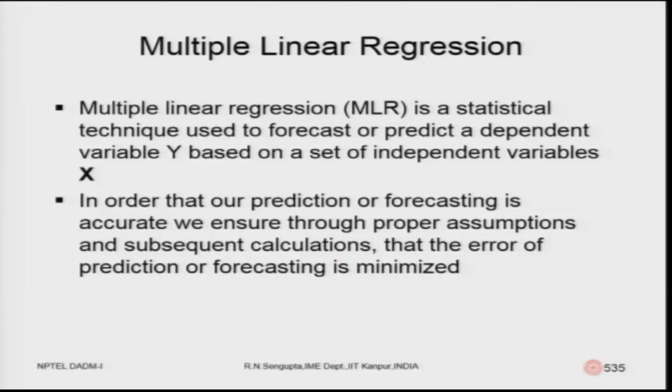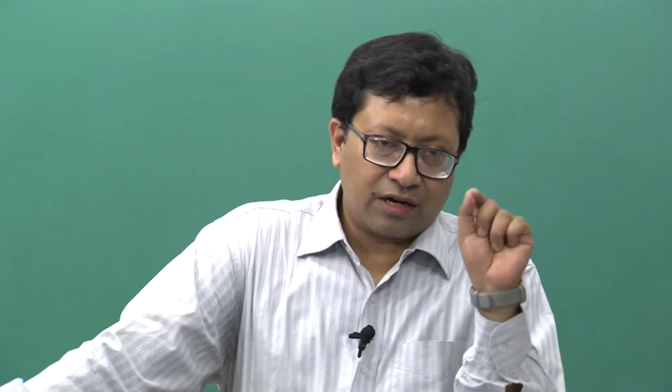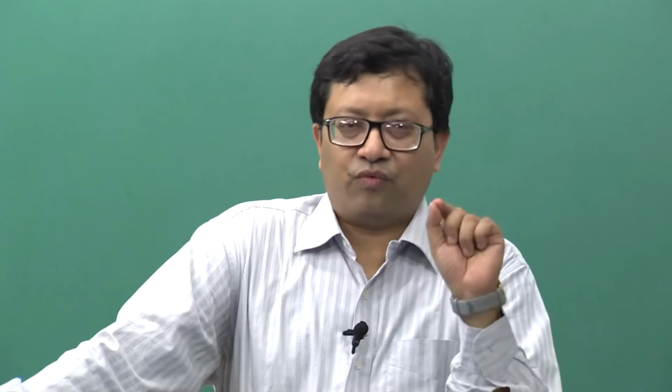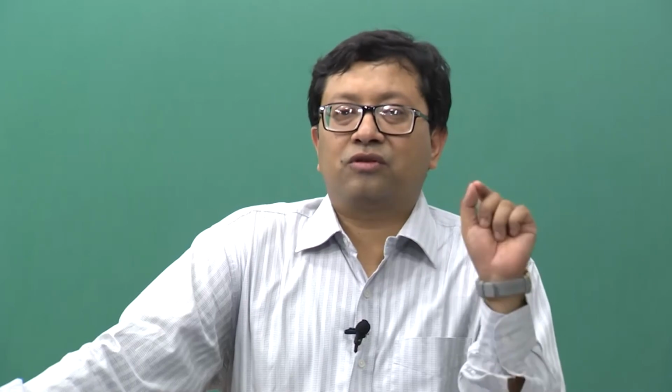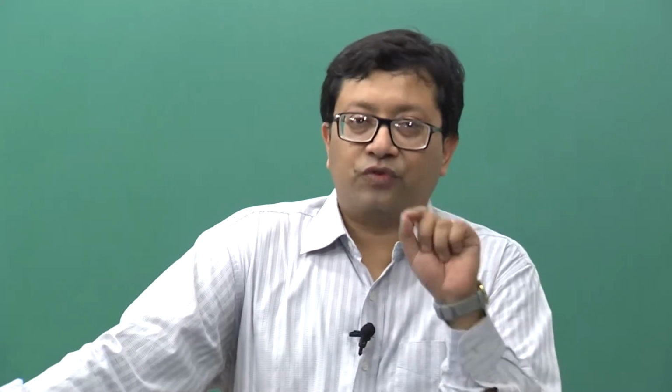In order that our prediction or forecasting is accurate, we ensure proper assumptions and subsequent calculations, so that the errors of prediction are minimized. If you remember, we considered the errors. Error was y minus y hat, where y was the actual value and y hat is the predicted value. Your main aim was to estimate the values of the parameters corresponding to x1 to xp, which we denote as beta 1, beta 2, beta 3 till beta p.